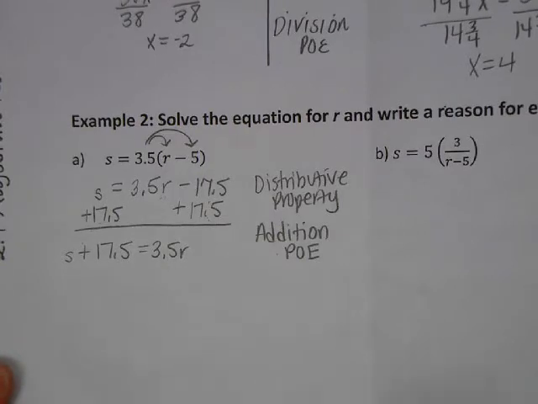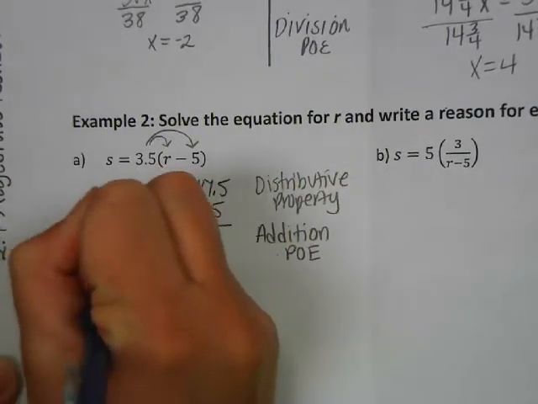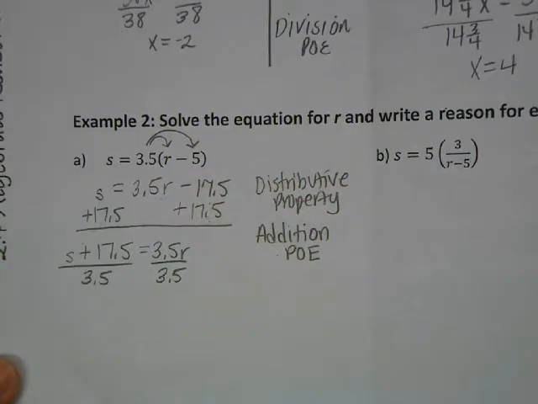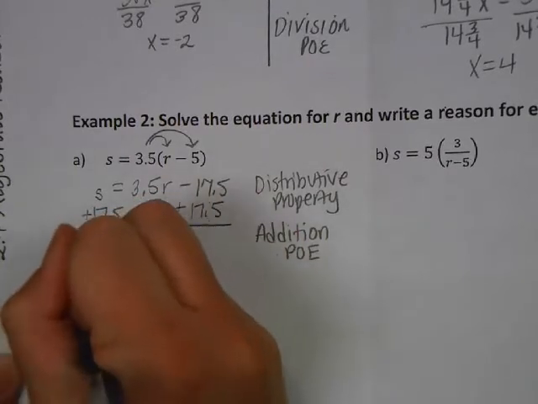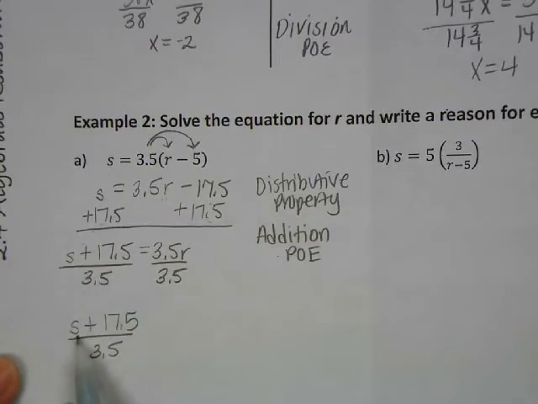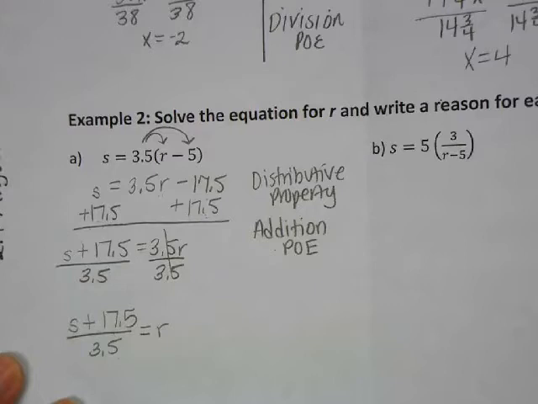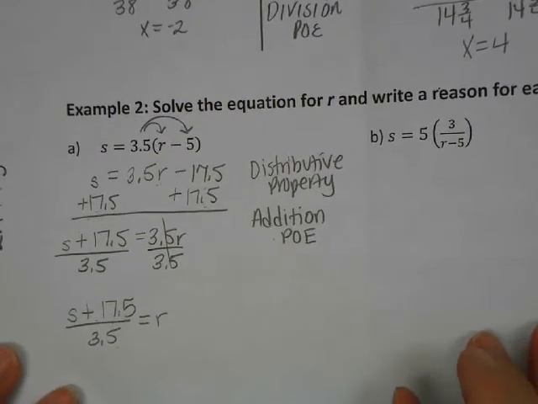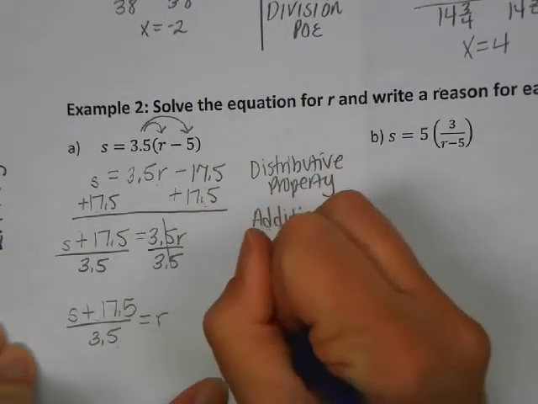And now to get r by itself, I want to get rid of the coefficient. So I'm going to have to divide both sides by the coefficient. Now, the left side does not give me a numerical value. So don't try to simplify this any further. Just leave it alone. So it'll be s plus 17.5 all divided by 3.5. And then on the right side, that's just equal to r. We isolated the variable r by dividing 3.5 on both sides.